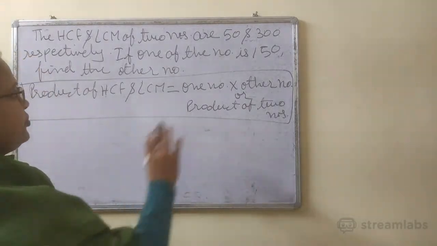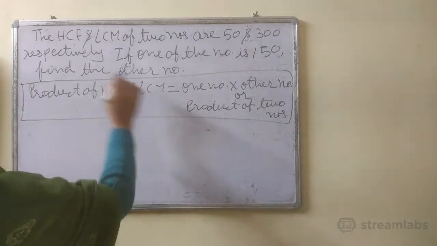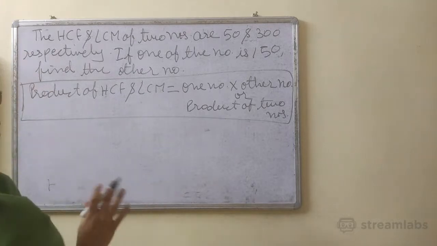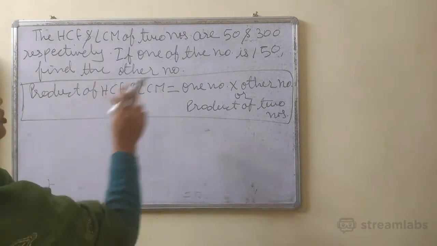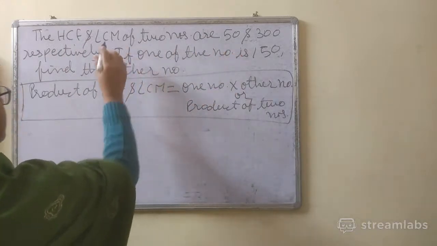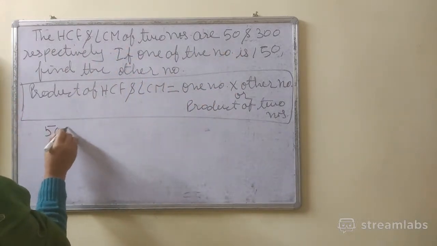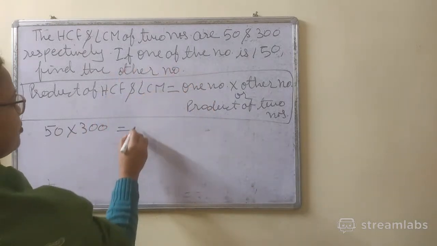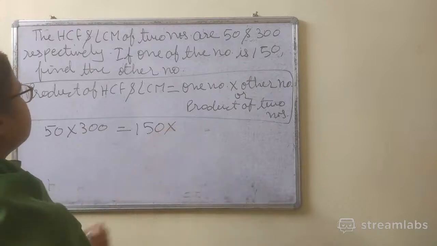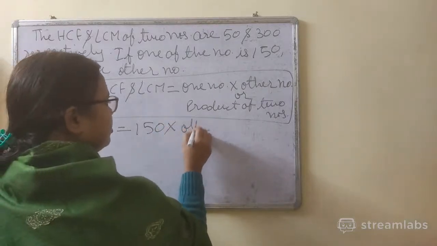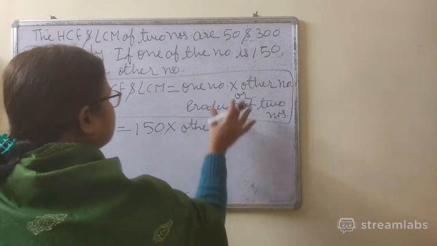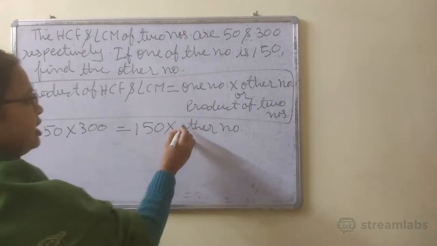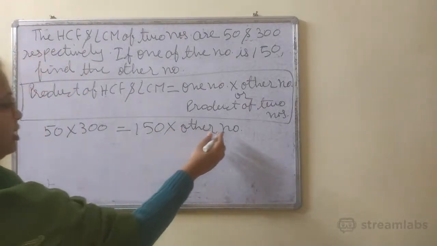So the product of HCF and LCM. Here it is written that the HCF and LCM of two numbers are 50 and 300 respectively. So 50 is the HCF and 300 is the LCM. We will write 50 into 300 is equal to one number, 150, into the other number. This formula is very important. You can note it down in your copy. This will help you. So the other number we have to find out.